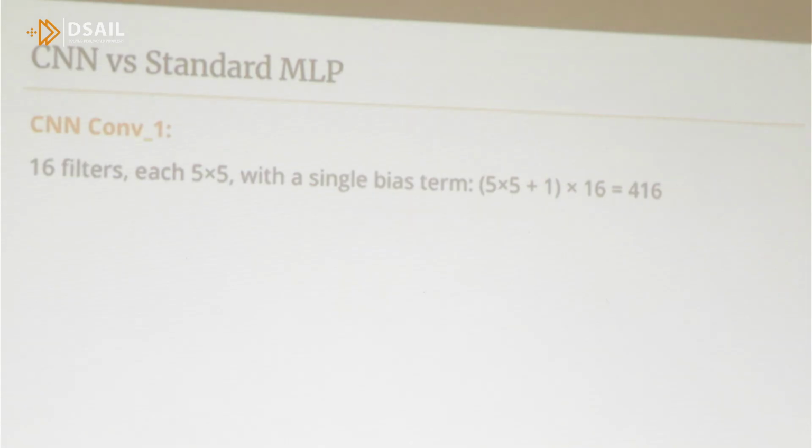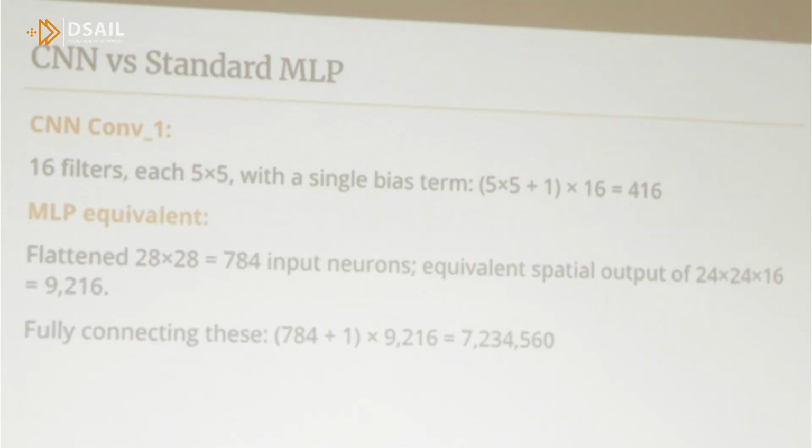Now, let's ask ourselves a question and compare something here. The first convolutional layer in a CNN, the math we did for our case, had 416 parameters for it to learn. Now, what if we were feeding the image to a standard MLP directly? We flatten it out and pass it in, and it wants to learn those features. How many parameters will it have to learn? The input was 28 by 28, the kernel is 5 by 5. So if you flatten 28 by 28, you get what?